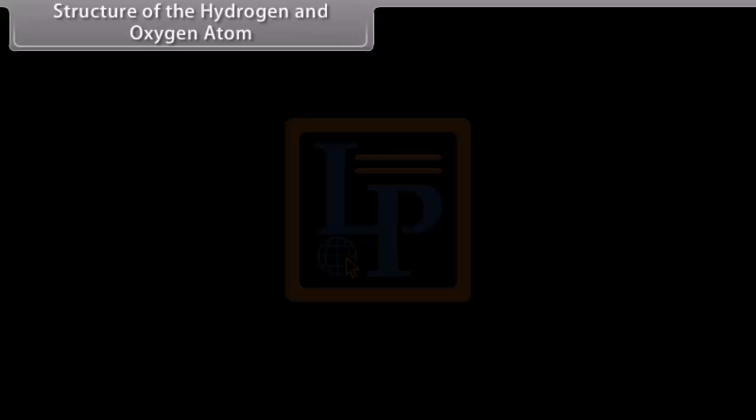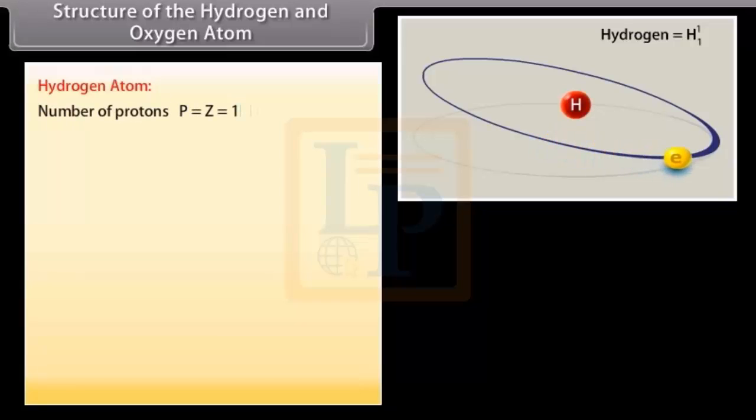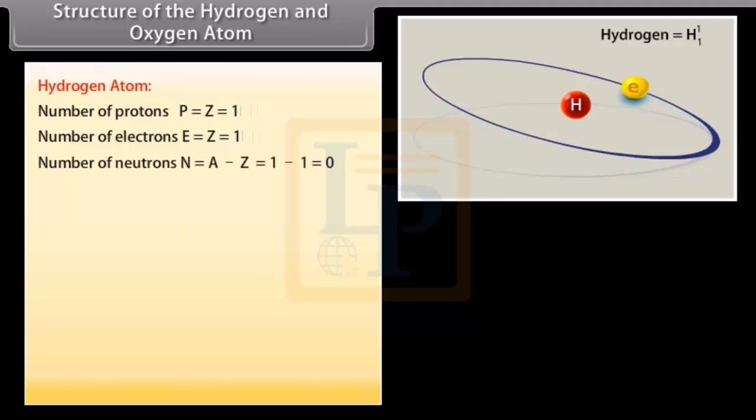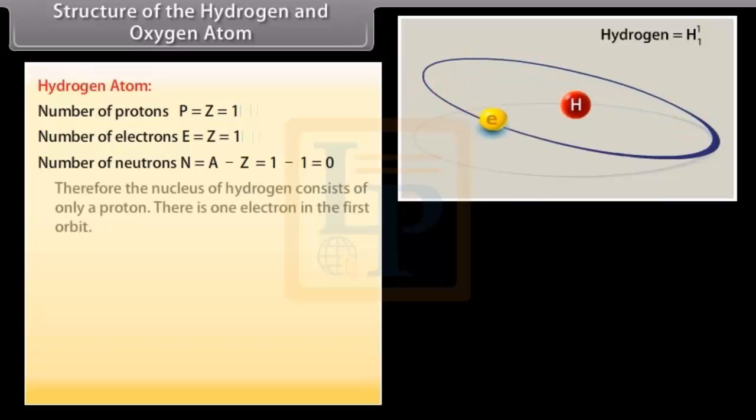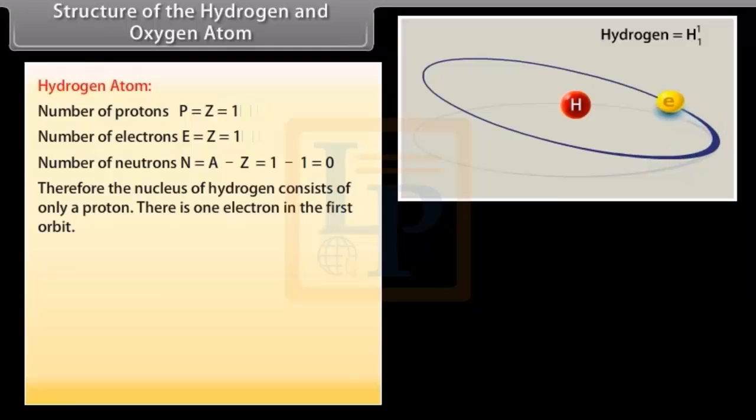Structure of the hydrogen and oxygen atom. Hydrogen atom. Number of protons, P, is equal to Z, which is equal to 1. Number of electrons, E, is equal to Z, which is equal to 1. Number of neutrons, N, is equal to A minus Z, which is equal to 1 minus 1, which equals 0. Therefore, the nucleus of hydrogen consists of only a proton. There is 1 electron in the first orbit.